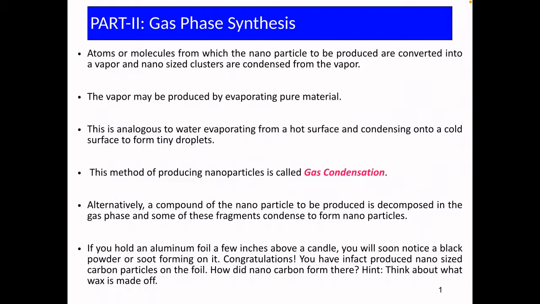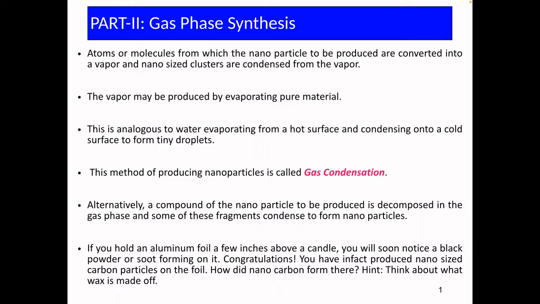So, hi everyone. I will continue with the gas phase synthesis as part two, and I'll try to give you some examples of this route, and I will look into some examples from liquid phase synthesis.